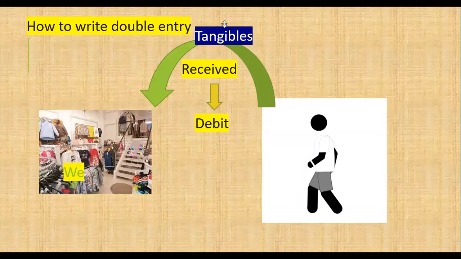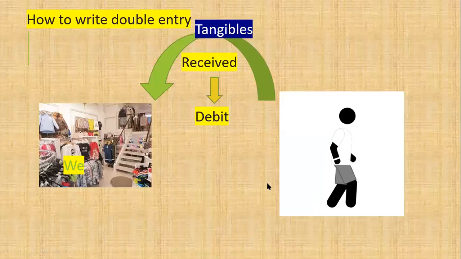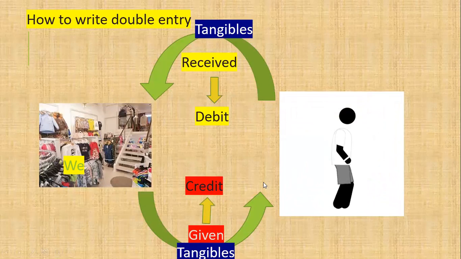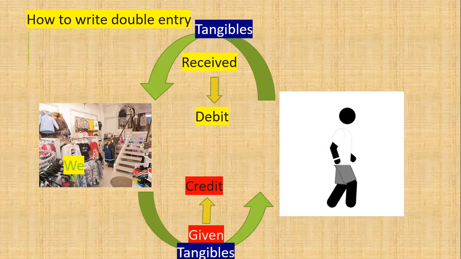So for example, I said cash received, debit to cash account. If tangibles are given, it should be credited to the particular tangible account. If you can understand this rule, and if you know how to apply this, it's very easy to deal with the correction of errors. 90% depends on this rule. So any tangible given is to be credited to that particular account. Example, cash given, credit to cash account.